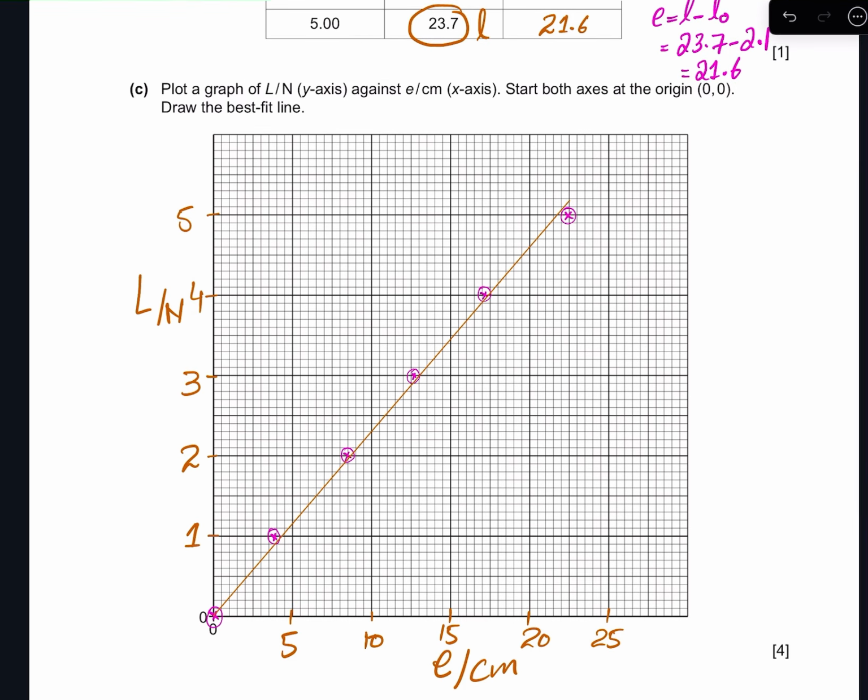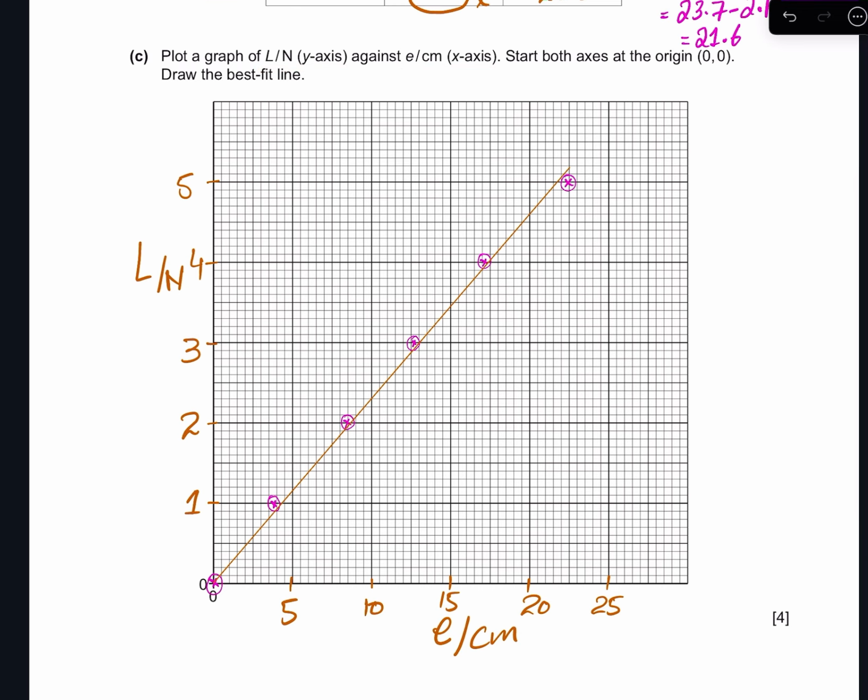Let's move to part C. In part C, what they are telling us is we have to plot the graph. We have to plot the load on the y-axis, extension on the x-axis. First of all, you have to label the axis like this. This is for the 1 mark, okay? If you are not labeling the axis, 1 mark आप lose कर देंगे.